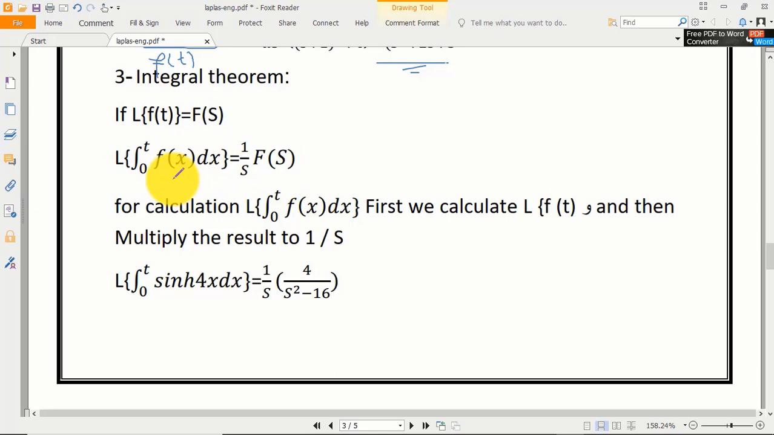Nevertheless, I want you to consider this example: the Laplace of the integral from 0 to t of hyperbolic sine 4x dx. First of all, I evaluate the Laplace of hyperbolic sine 4x. That would be 4 over s squared minus 16. Now, you assume that here comes the integral from 0 to t, and according to the integral theorem, the answer will be multiplied by 1 over s.